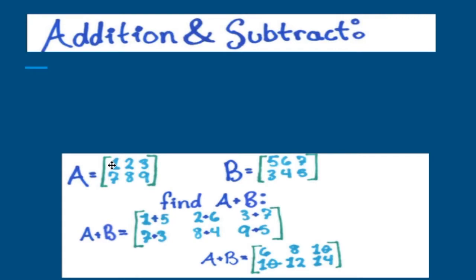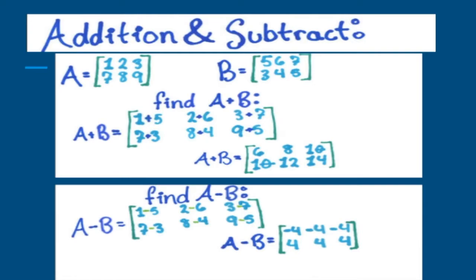If we place both of these matrices on top of each other, we would see that they have corresponding numbers. So, this 1 would have to be added to the 5. This 2 would have to be added to 6. This 3 would have to be added to 7. This 7 would have to be added to 3. This 8 would have to be added to 4. This 9 has to be added to the 5. This is how you get the solution 6, 8, 10, 10, 12, 14. The solution's dimensions would not change at all when adding and subtracting matrices.